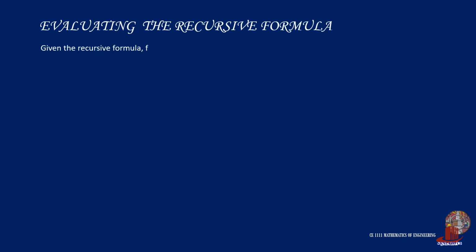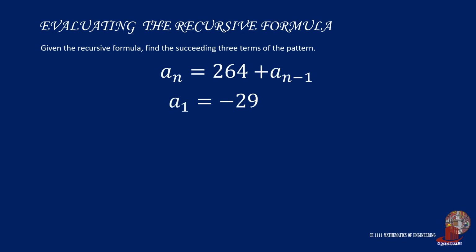Evaluating a recursive formula is simply the opposite procedure. So with the first example, where the recursive formula of a sub n is equal to 264 plus the previous term, the initial term is given as negative 29. All we've got to do is to substitute a sub 1 in the pattern.